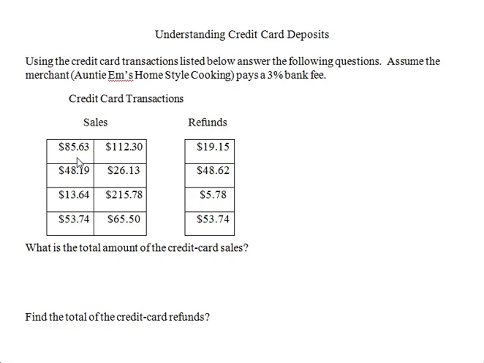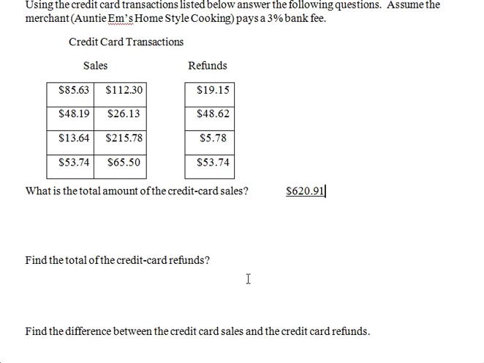So the first thing we need to do is compute the total amount of the credit card sales. To do that, all we have to do is add the first two columns together. Add up all the transactions, and in order to make sure that we get the correct number, I suggest you add up all the transactions until you get the same number twice. So when you do that, we see that the total amount of the credit card sales is $620.91.